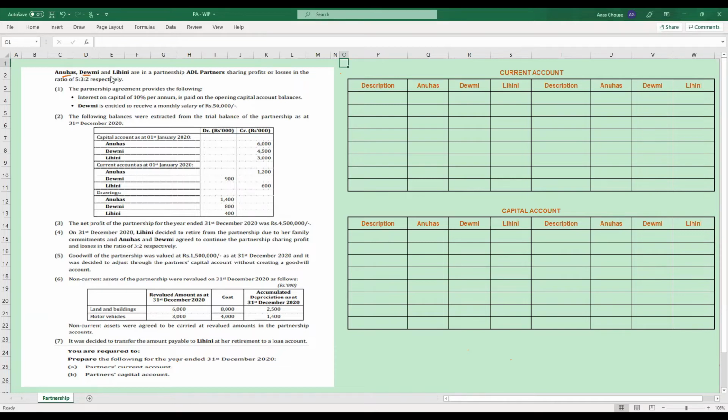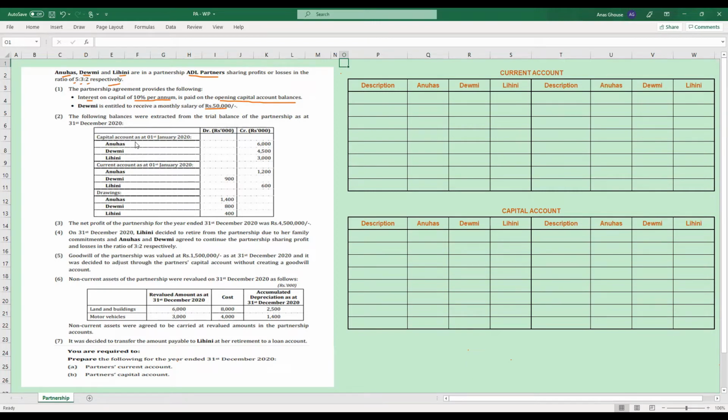Anuhas, Devmi, and Lihini are in a partnership, ADL partners, sharing profit or losses in the ratio of 5:3:2 respectively. The partnership agreement provides the following. Interest on capital at 10% per annum is paid on the opening capital account balances. So you are given the interest on capital. Devmi is entitled to receive a monthly salary of 50,000. The following balances were extracted from the trial balance of the partnership as at 31st December 2020.